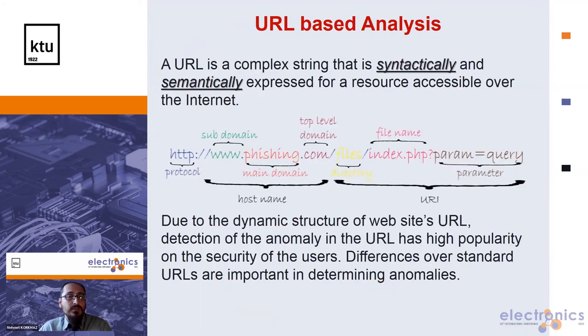URL-based analysis. What is a URL? A URL is a complex string that is syntactically and semantically expressed for a resource accessible over the internet. Due to the dynamic structure of website URLs, detection of anomalies in the URL has high importance for the security of users. The differences from standard URLs are important in determining anomalies.